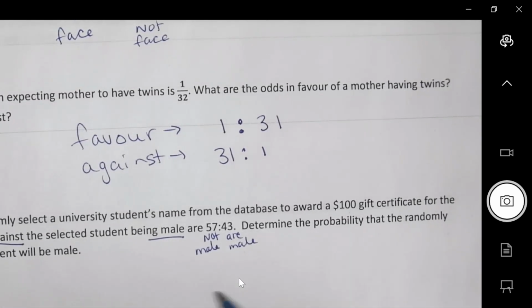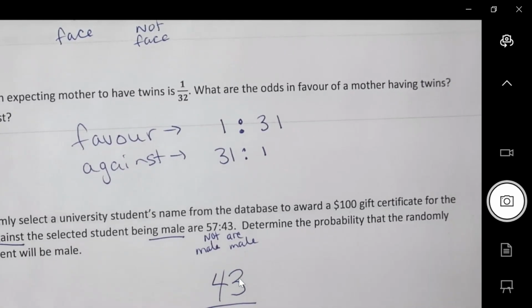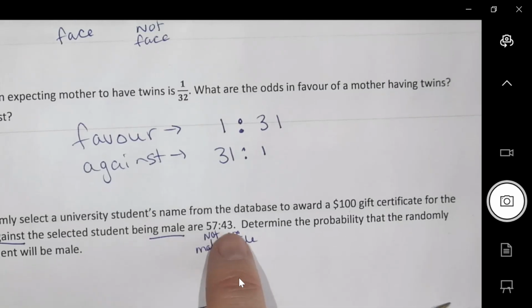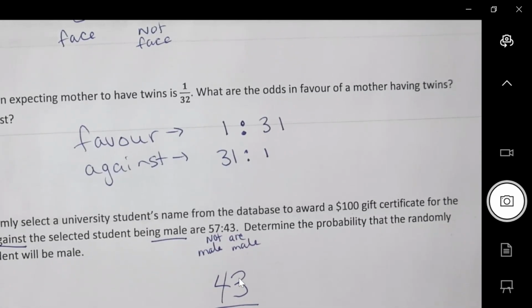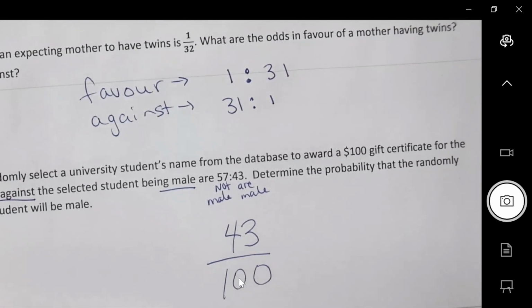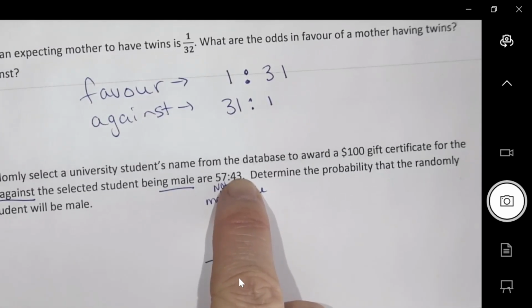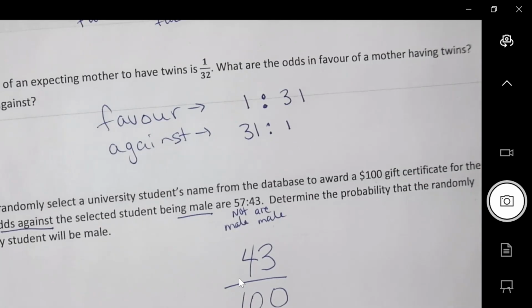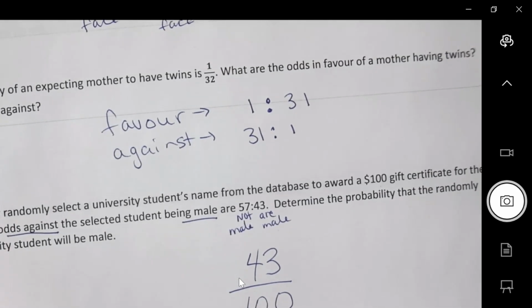Okay, so how many males do we have? 43 out of how many altogether? So you'd have to add that up, which is 100. So now that's the probability. So these two numbers always should add up to the total possibilities. And when you do probability, you're always doing it out of a total possible.